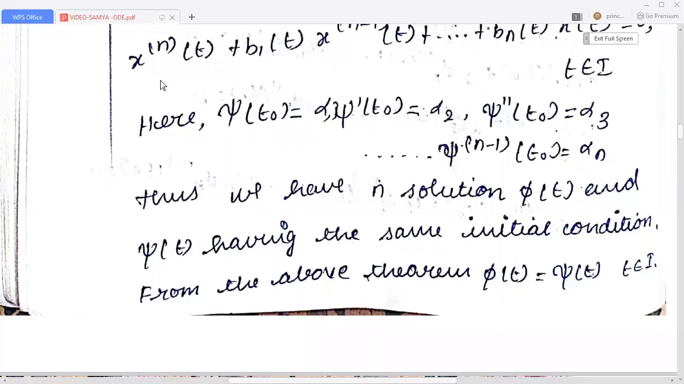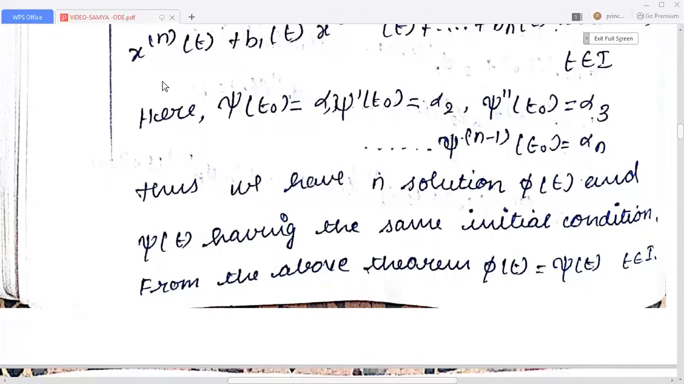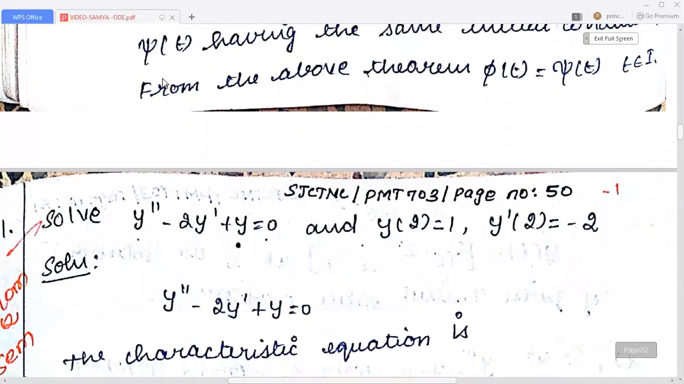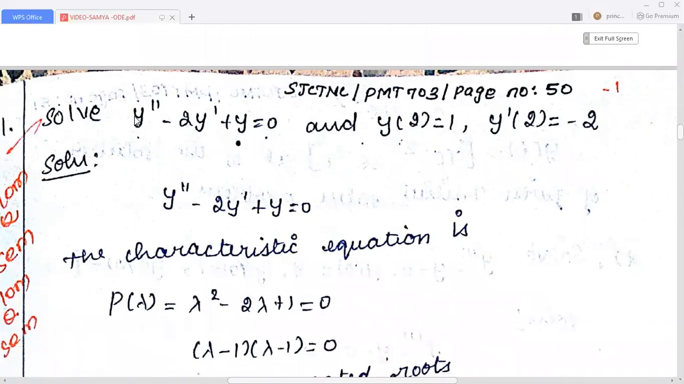Thus, we have n solutions π(t) and ψ(t) having the same initial conditions. Therefore, from the above theorem, π(t) = ψ(t). So, this completes the theorem. Now, we are going to do problem number 1.